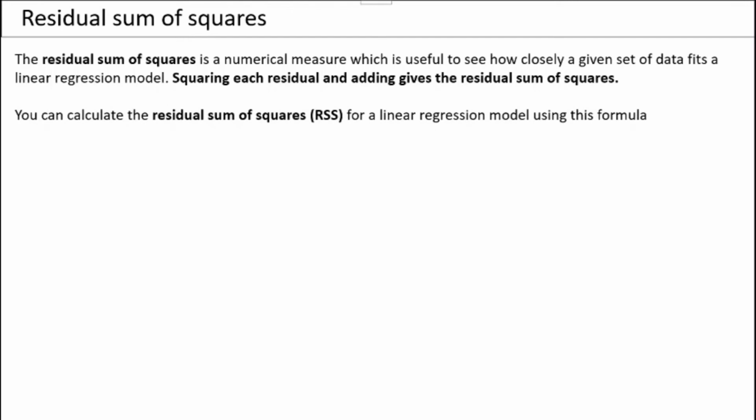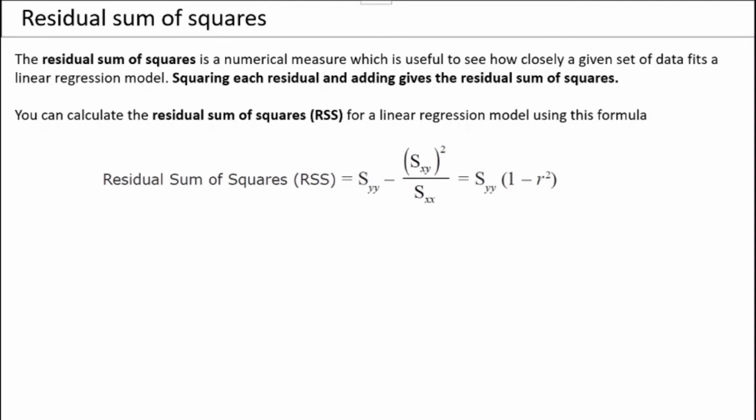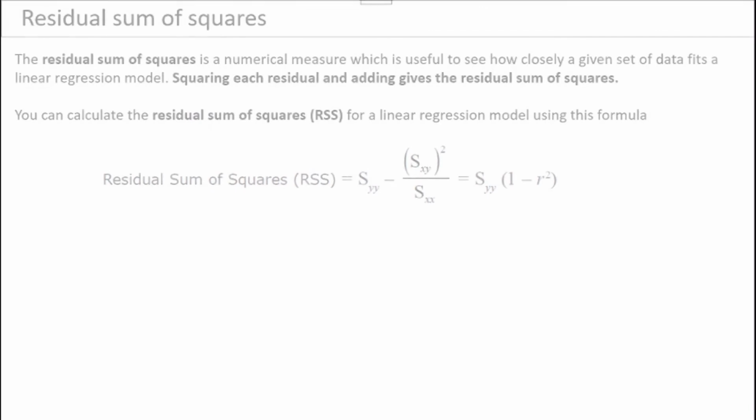We can calculate the residual sum of squares, the RSS, by using this formula. There is an alternate version here, but it uses R, which we haven't yet worked with, or don't know how to calculate. So I will revisit this after we've looked at R, the correlation coefficient, which we'll be doing in the next chapter. Okay, so let's use that formula to find the residual sum of squares.